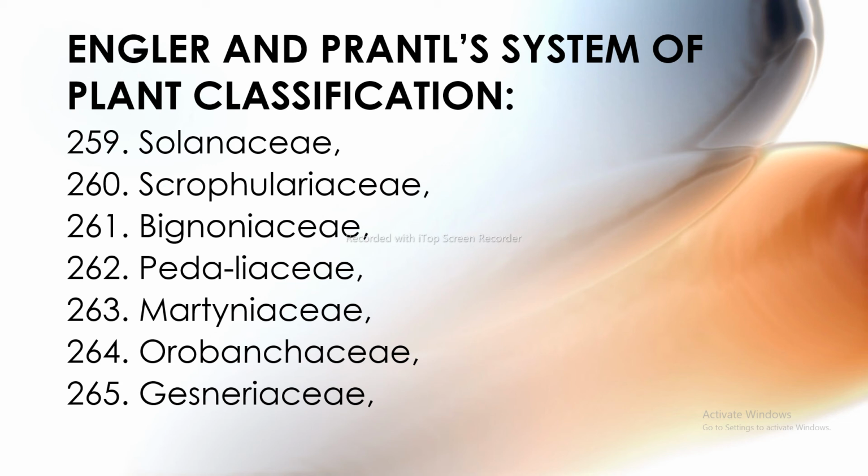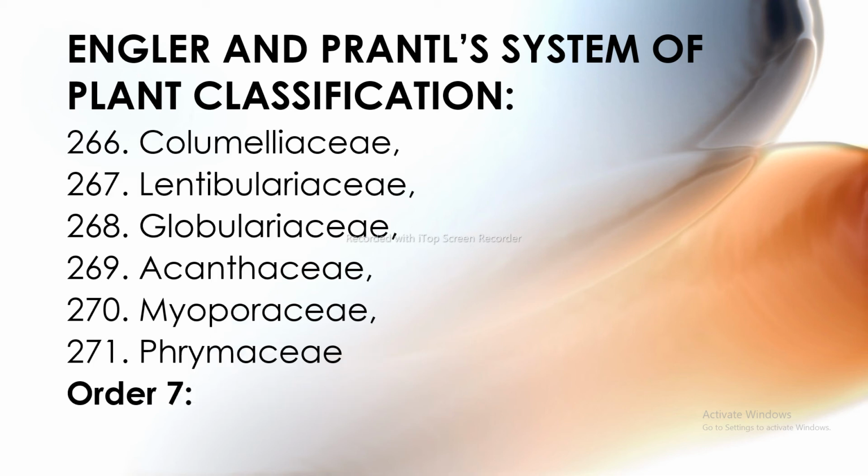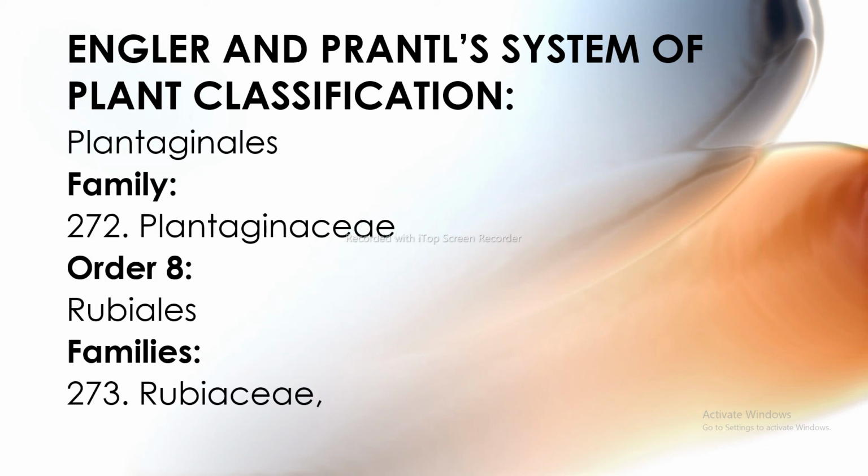Next is Solanaceae, Scrophulariaceae, Bignoniaceae, Pedaliaceae, Martyniaceae, Orobanchaceae, Gesneriaceae. Next is Columelliaceae, Lentibulariaceae, and Globulariaceae. Next is Acanthaceae, Myoporaceae, and Phrymaceae. Order 7 is Plantaginales.